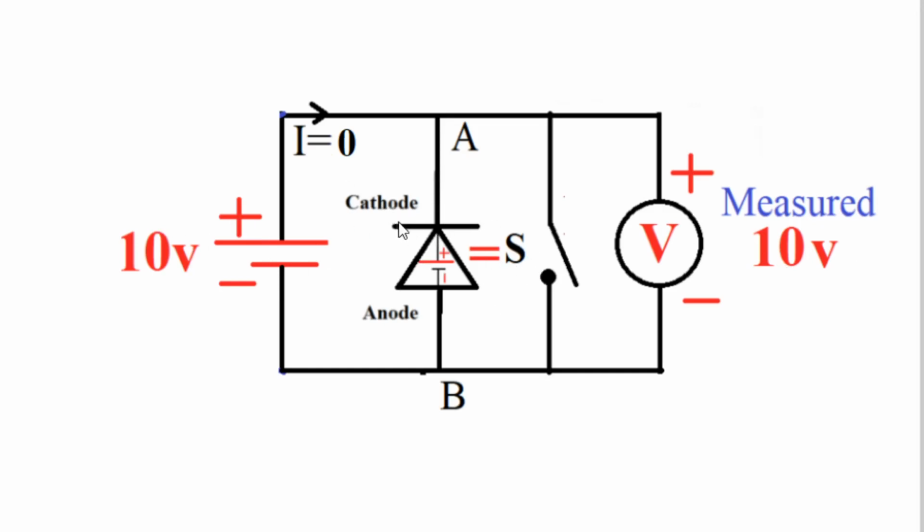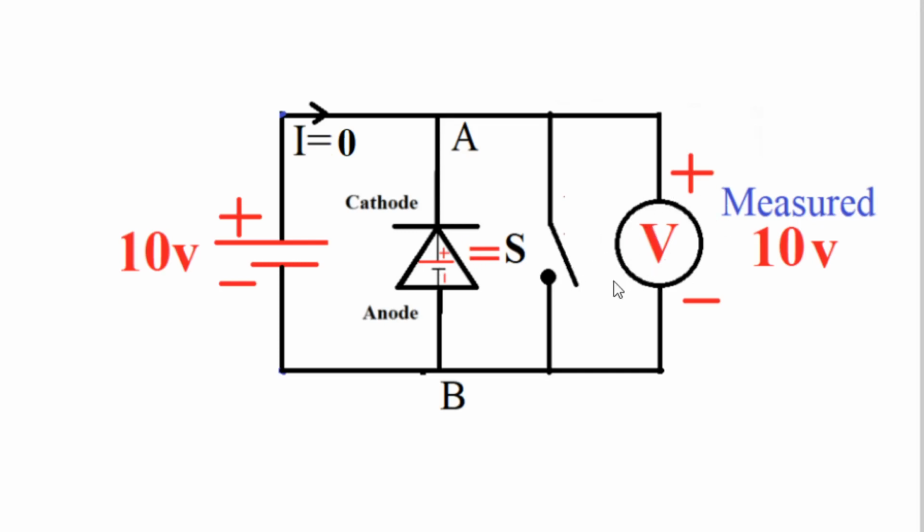But again remember, if you reverse this diode such that the anode is on the upper side and the cathode on the lower side, then this current will not be zero, current will be maximum, and the voltage measured by the voltmeter will be 0.7 volt only. And this is a very important concept in electronic science: measurement of voltage across the diode when it is forward biased and reverse biased.